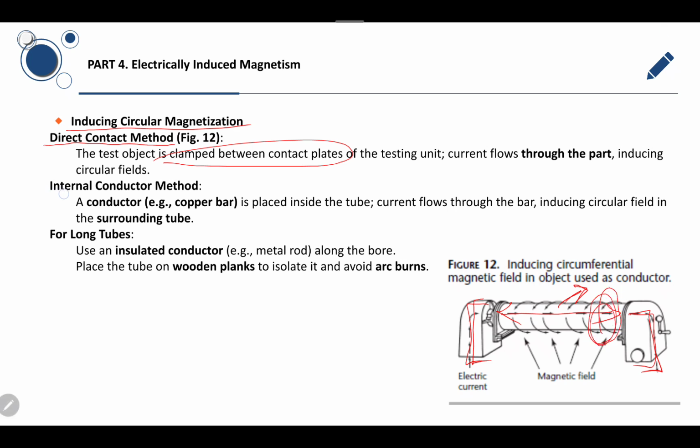Next topic is the internal conductor method. This method is primarily used for tubular or hollow components. A conductor like a copper bar or rod is placed inside the tube. Hollow components means this is the hollow component, and this is an empty space.